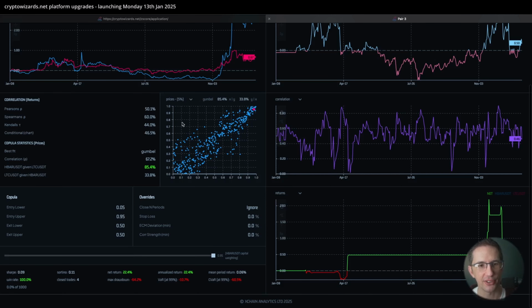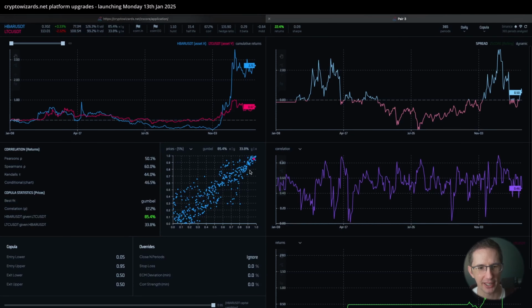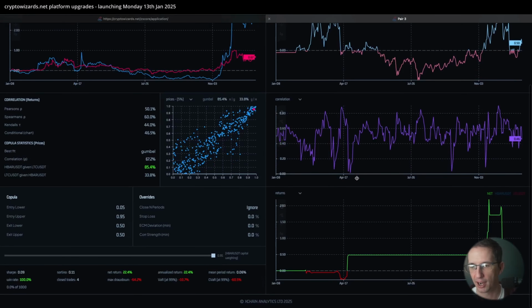Also notice this pair in particular, HBAR and LTC. Look at the Copula here. The dependency is actually towards the upper end. So the dependency or correlation between these two assets improves when prices are both really high. So they move more alike when prices are actually higher. This is the Gumbel Copula. Notice because it's Gumbel right now, I don't have those gray lines showing me the borders, but it still gives me an idea of the dependency of this pair.